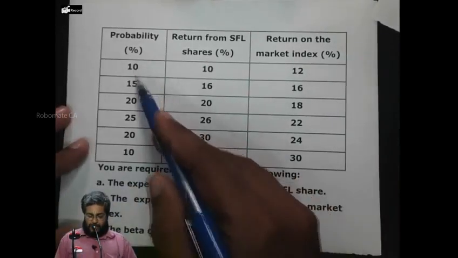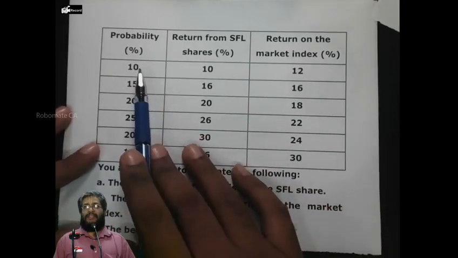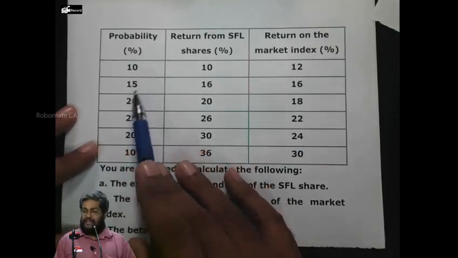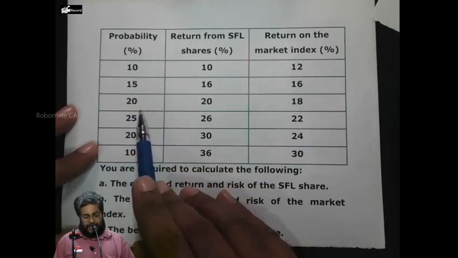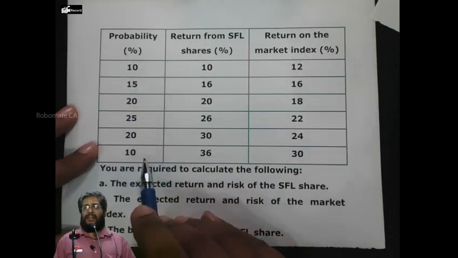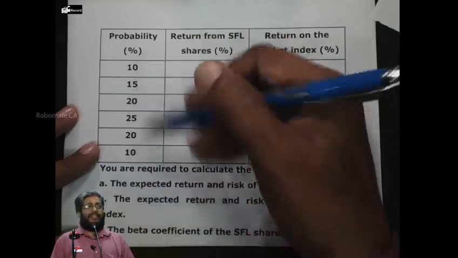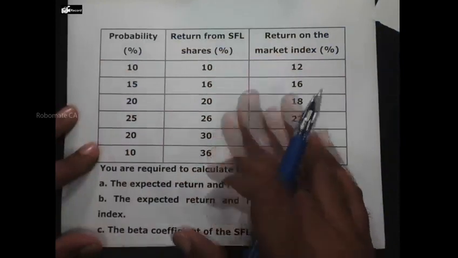There can be 6 scenarios. Scenario 1 has a probability of 10%. Scenario 2 has a probability of 15%. Scenario 3, 20%. Scenario 4, 25%. Scenario 5, 20%. And scenario 6, 10%. These are all the 6 scenarios that may happen, is what he believes, and he has given the probability for those scenarios.